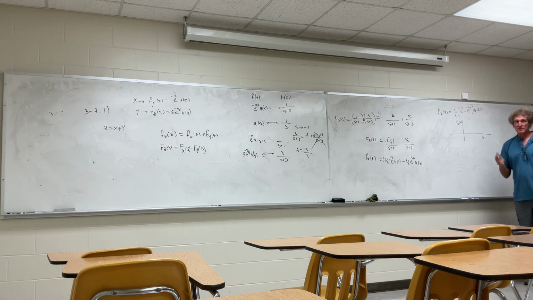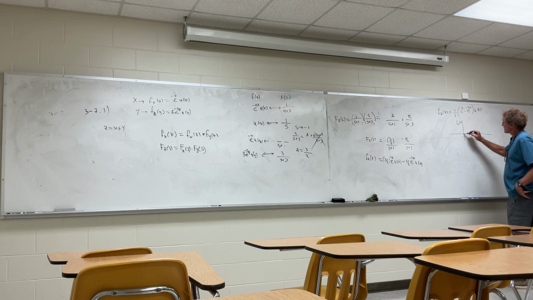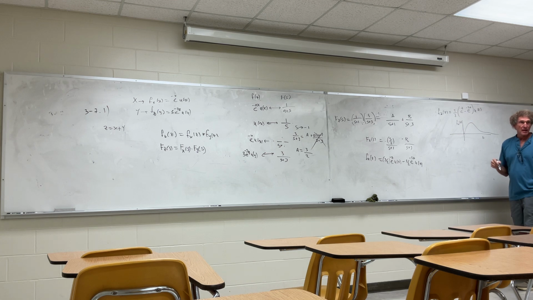If you had values of F of X or F of Y that were non-zero for negative values of Y and Z, then you can't do this. And it would look like what? It would look something like this. Something like that, right?